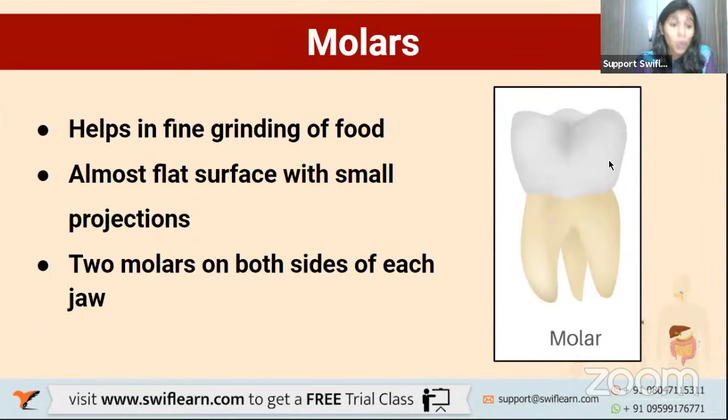Now coming to molars, molars again help in fine grinding, to nicely grind the food. Almost flat, they have small projections. You can see here in the diagram, they have small projections. You have 2 molars on both sides of each jaw. Here there are 2, here there are 2, here there are 2, here there are 2. So totally you have 8 molars. Clear?